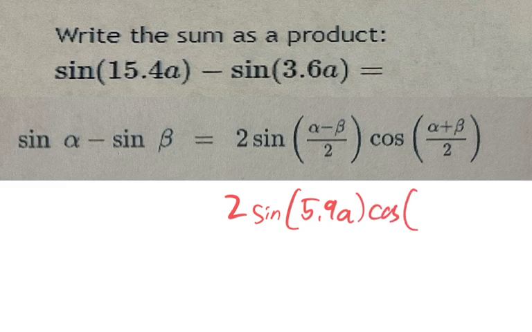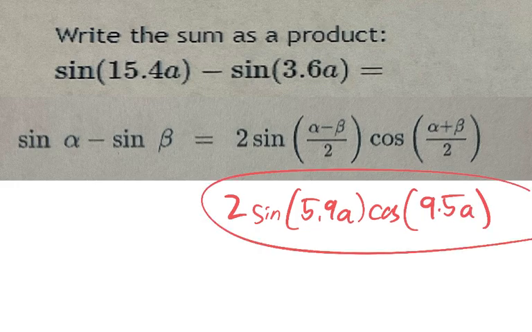Cosine of alpha plus beta, that would be 15.4 plus 3.6, which is 19a over 2, which we could leave as 19 over 2, or because I'm doing decimals, 9.5a. And bingo, we're done. We wrote the sum as a product.